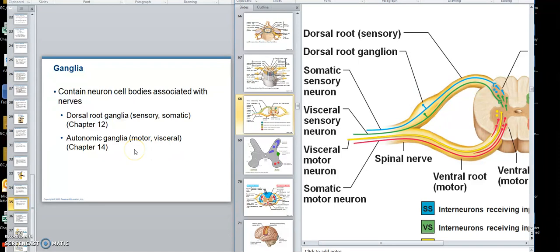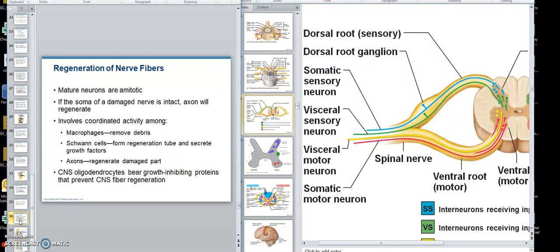Then we even have some autonomic ganglia, but we'll talk about that like they show in chapter 14. But here's the dorsal root ganglion, right there. The key is a cluster of neuron cell bodies in the peripheral nervous system. That's a ganglion. What else we got here? Right here, we call it regeneration of nerve fibers. Okay, now I brought this up before.